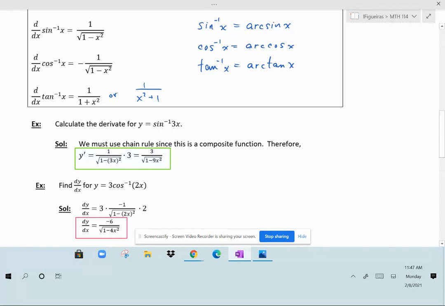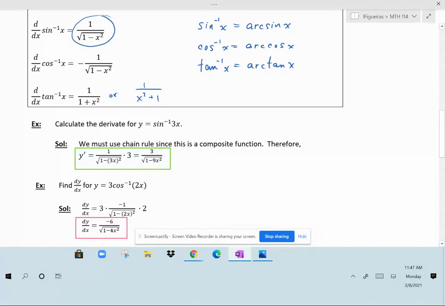So first I apply the derivative of the outside function, which is sine inverse, which means I have to use that definition. But my x is now 3x. So that's going to be 1 over the square root of 1 minus 3x to the second power times the derivative of the inside, which is 3. So that gives me 3 over the square root of 1 minus 9x squared.